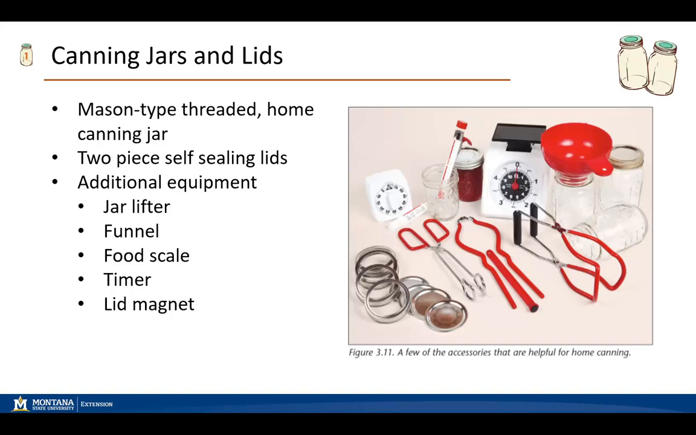Additional equipment for home food preservation might include items like a magnetic lid lifter, a bubble freer, a jar lifter, a funnel, a food scale, and a thermometer. You might also use things like a cherry pitter, a food mill, or a bean slicer to help assist in the preparation of specific products.